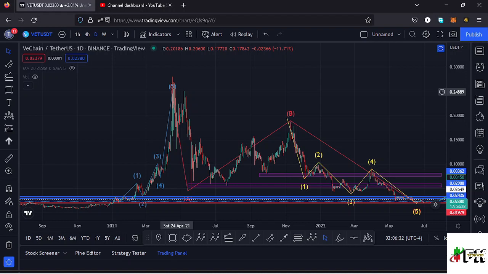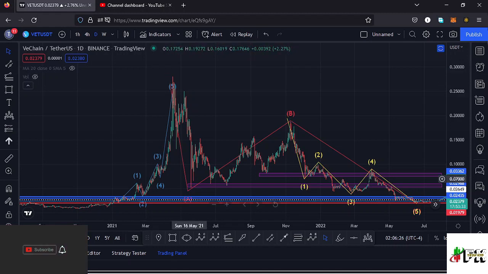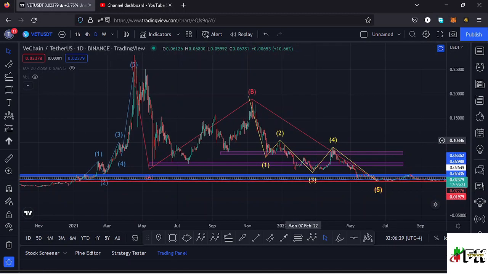I'll kickstart the video by giving a brief of what has been happening on this chart. Vechain from the all-time high has been seeing a massive ABC corrective movement, which has now taken us back to around the $0.02 mark.